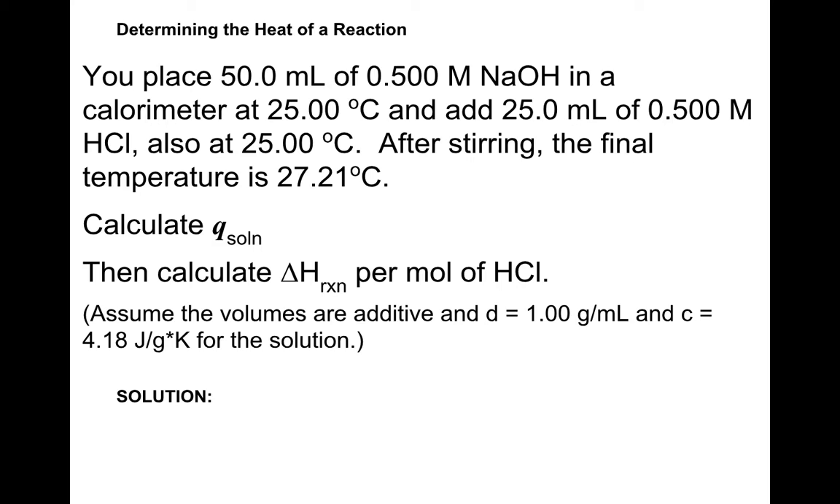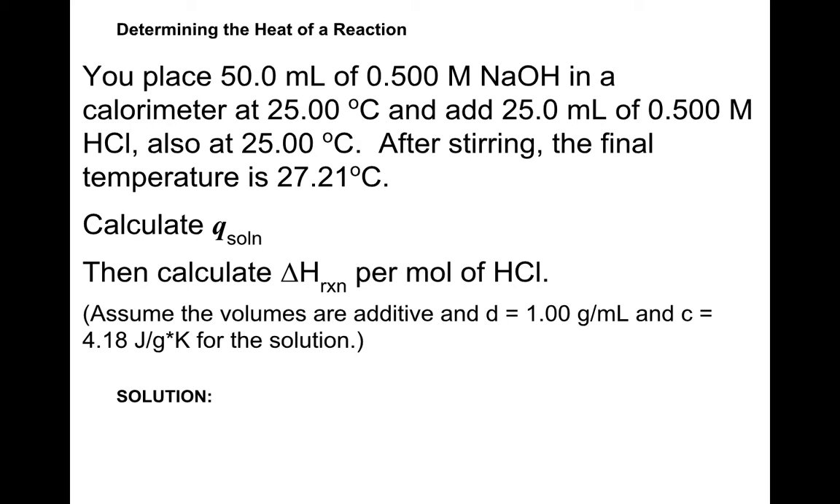So let's say you place 50 milliliters of a 0.5 molar sodium hydroxide solution in the calorimeter at 25 degrees Celsius, and add an additional 25 milliliters of a 0.5 molar hydrochloric acid solution, also at 25 degrees Celsius. After stirring, we measure the temperature and find that the final temperature is 21.21 degrees Celsius. Based upon the change in temperature and everything happening in our solution, we can figure out how much heat energy has been either released or gained. Now let's think about this.